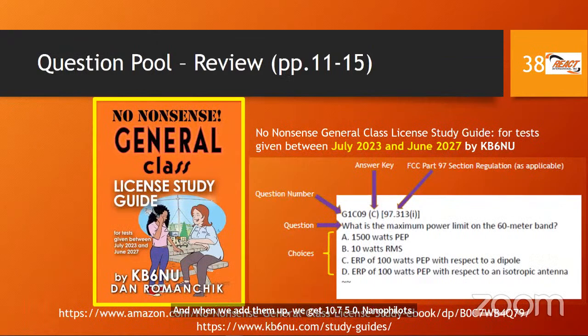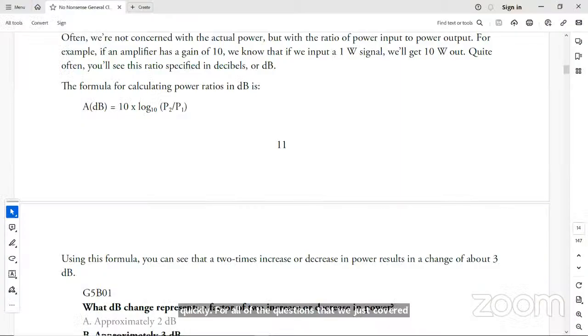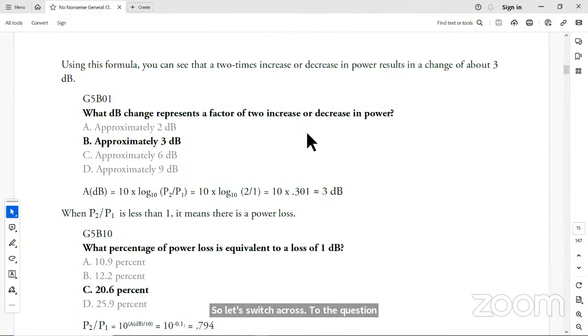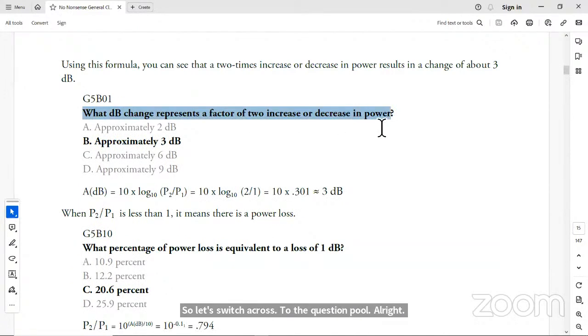So folks, that's the theory for this evening. We do have our question pool review that we will do quickly for all of the questions that we just covered in the sessions, right? So let's switch across to the question pool. All right.